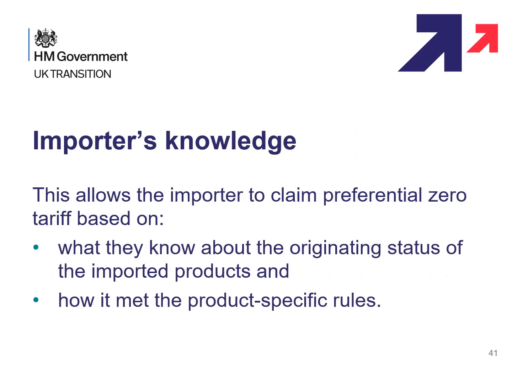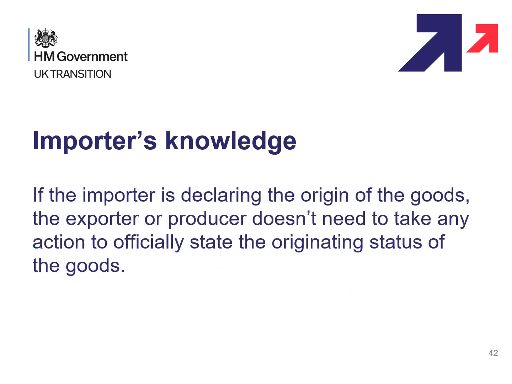Importer's knowledge allows the importer to claim preferential zero tariffs based on what they know about the originating status of the imported products and how it met the product-specific rules. It's an alternative to claiming preferential zero tariffs based on the exporter's statement on origin. If the importer is declaring the origin of the goods, the exporter or producer doesn't need to take any action to officially state the originating status of the goods.